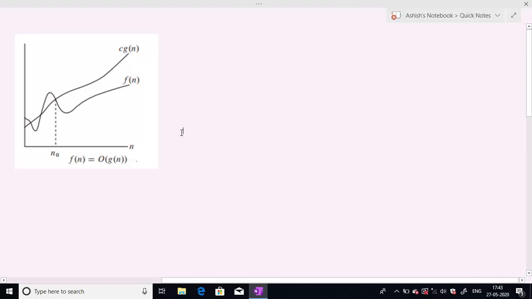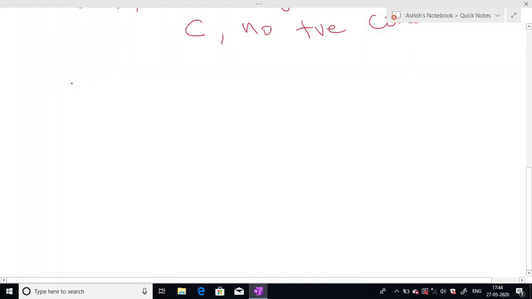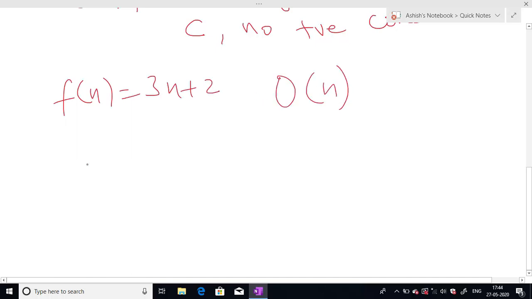This figure shows that our function f(n) is big O of g(n). We can see from this figure that for all n greater than or equal to n naught, our function f(n) is less than or equal to c times g(n). Suppose our function f(n) is 3n plus 2. Is this function big O of n? We have to check. It will be big O of n when 3n plus 2 is less than or equal to c times n for all n greater than or equal to n naught.